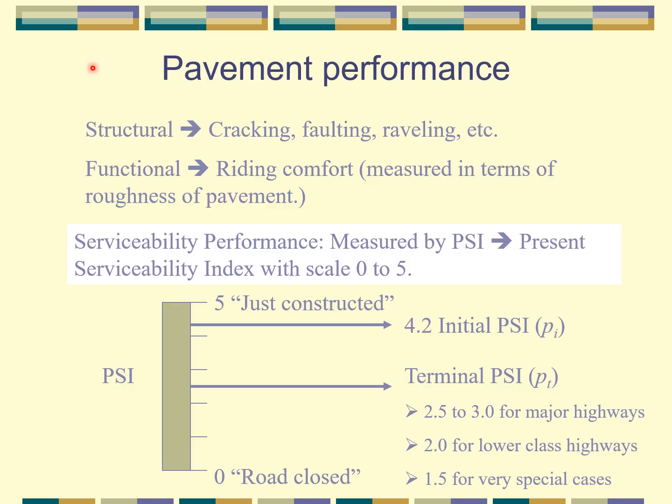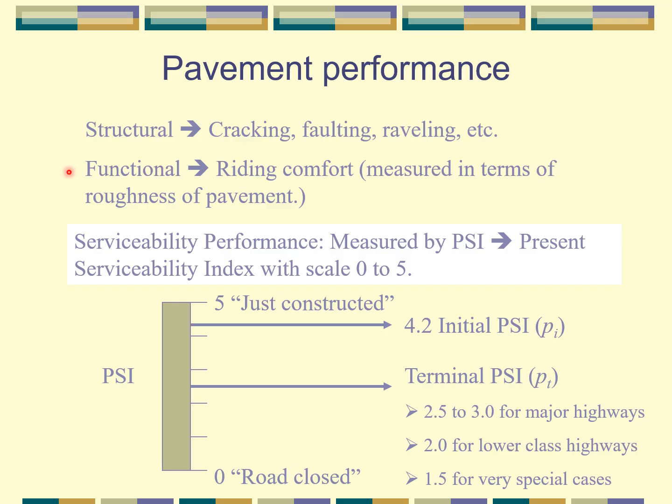First, look at the pavement performance. There are two types: structural performance and functional performance. In structural performance, cracking, faulting, raveling, etc. will be considered. Raveling means deterioration of pavement, or you can say the process of making worse.